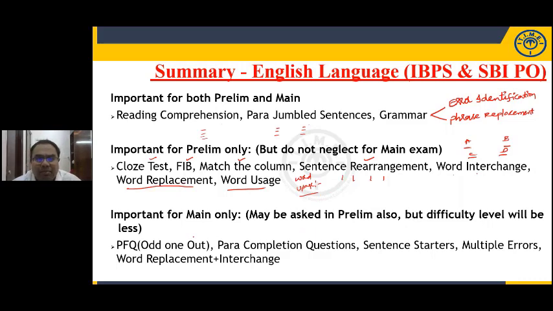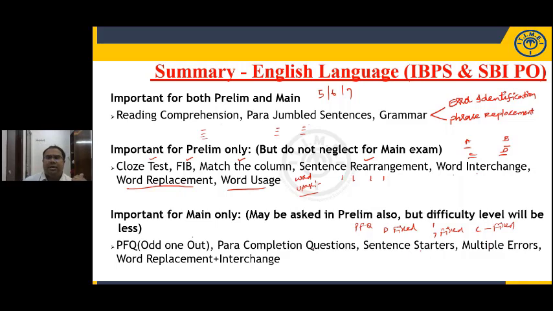Main exam: para forming, odd man out, para completion, sentence starters, multiple errors, word replacement, word interchange, all new models, applications of para jumbled. In the exam, para jumbled will have 5 sentences, 6 sentences, 7 sentences. But when it comes to main exam para jumbled, you have PFQ, D fixed, first and last fixed, C fixed, like that. Multiple models, right?